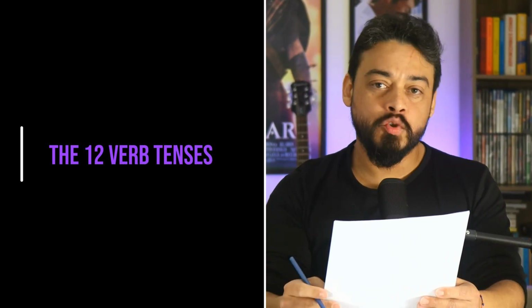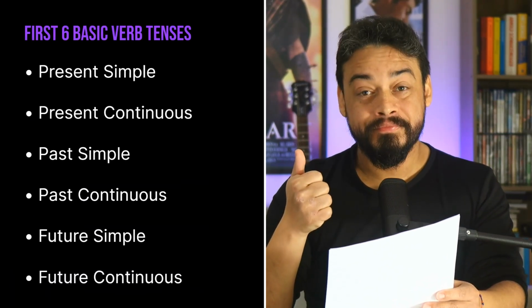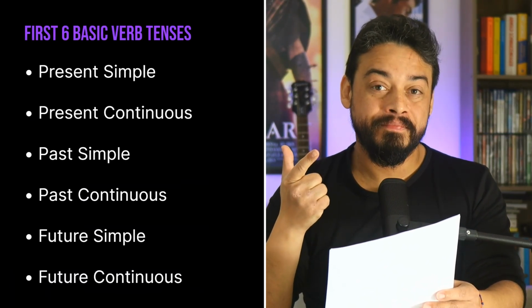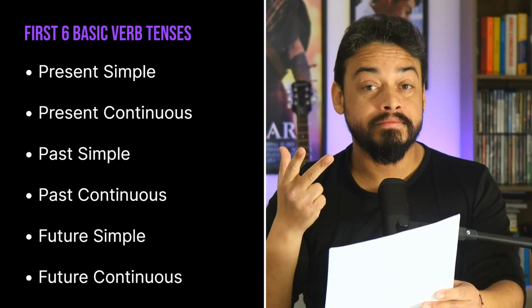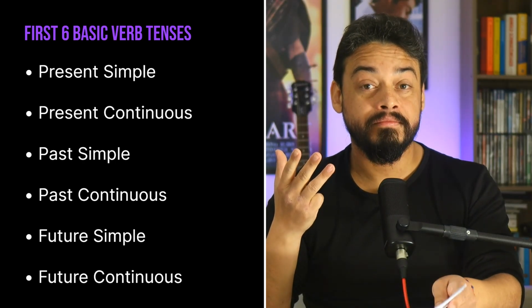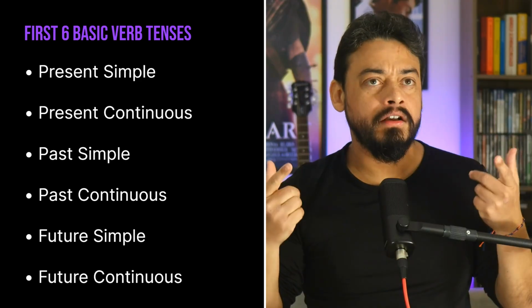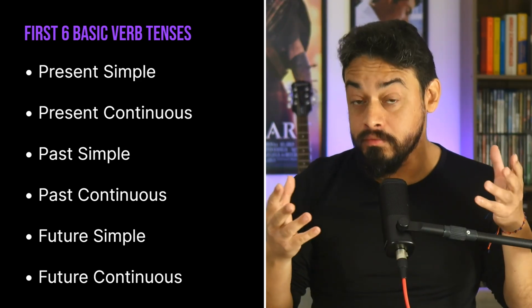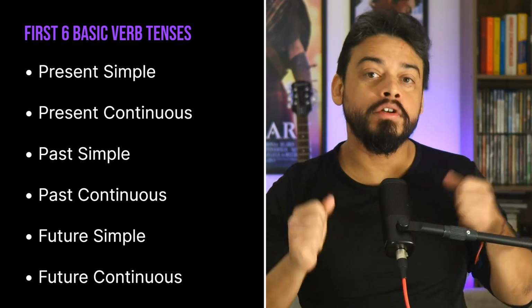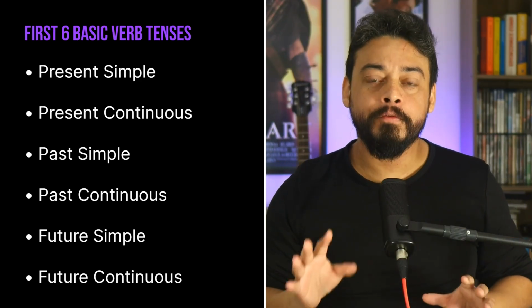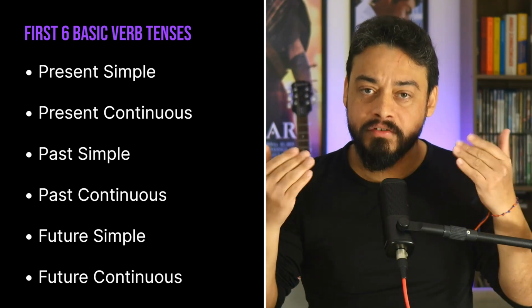Let me just name the 12 verb tenses here for you, just in case you're wondering what they are. So, here we go. Present simple, present continuous, past simple, past continuous, future simple, and by future simple, we can think of future with will and going to, and future continuous. These are the first 6 verb tenses you need to study.